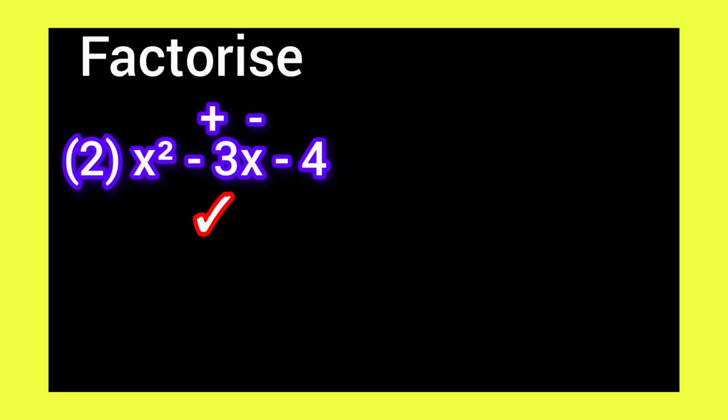Let's move to number 2. Question number 2 says we should factorize s squared minus 3s minus 4. The first thing we are going to do is multiply the first term by the last term. The first term is s squared and the last term is minus 4. So s squared times minus 4 is going to give us minus 4s squared.